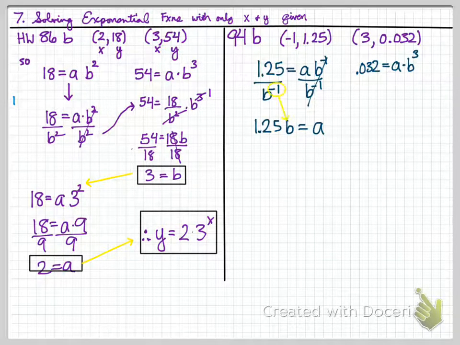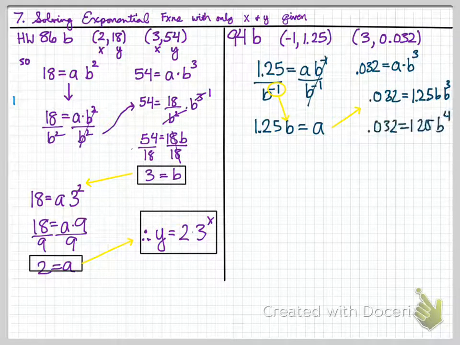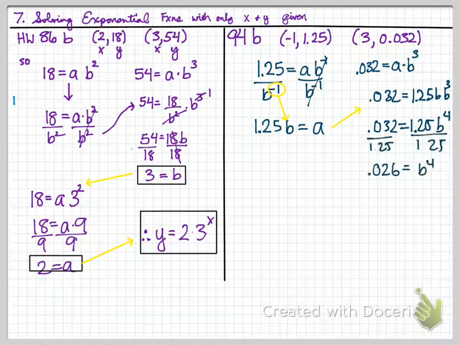And now we take that A and, there's that -1, and it just becomes +1 when you move the B to the numerator. Now we take that A and substitute it into the second equation, and we get what you see there on the screen. You combine your B's to get B to the fourth. You divide by 1.25, and you get B to the fourth equals 0.026. Now this is where our fractional exponents come in. To get that 4 to just be a 1, we multiply by the fractional exponent of 1 over 4, or the reciprocal. And we do that to the 0.026 on the left-hand side.